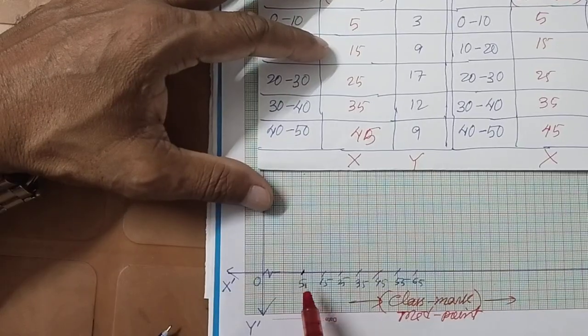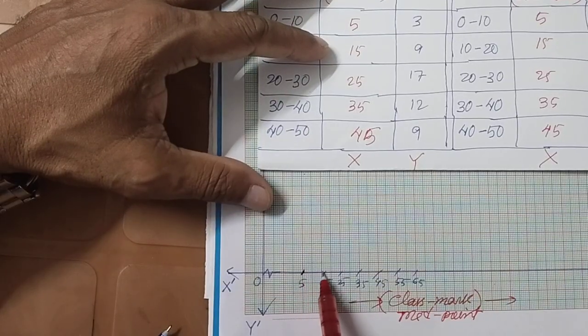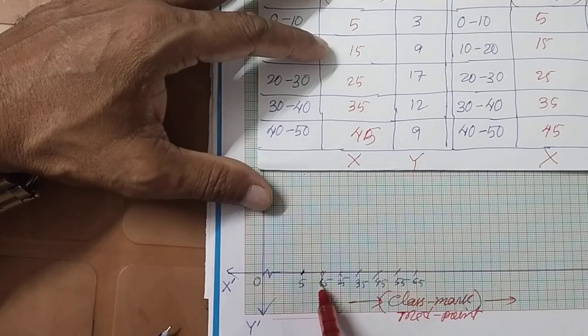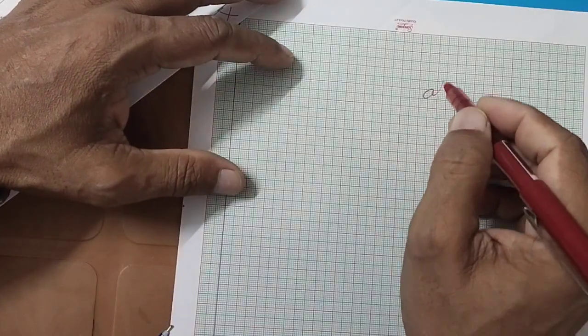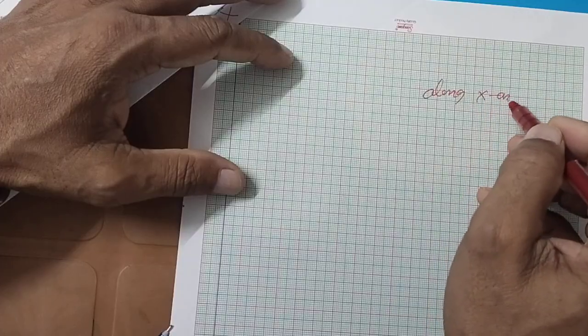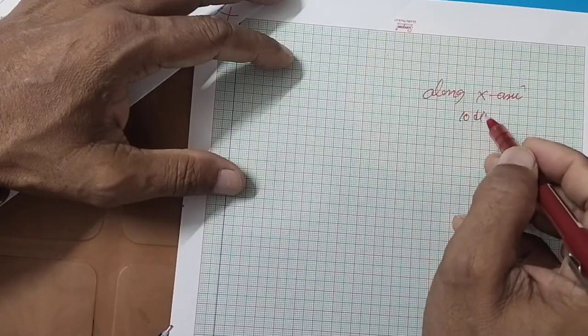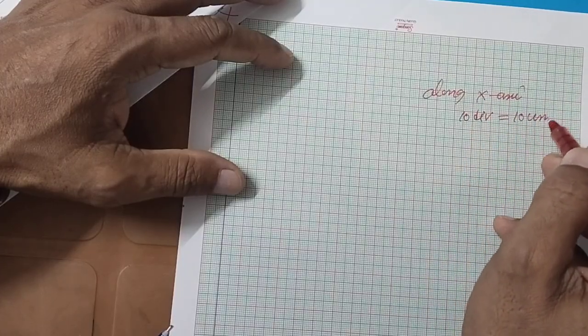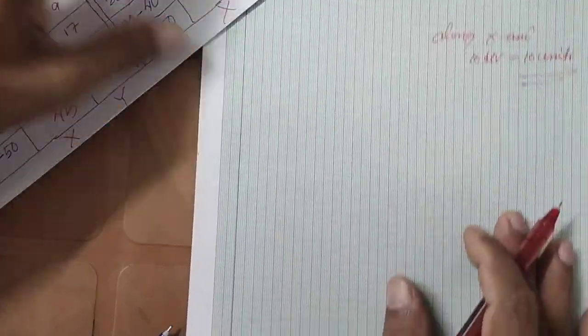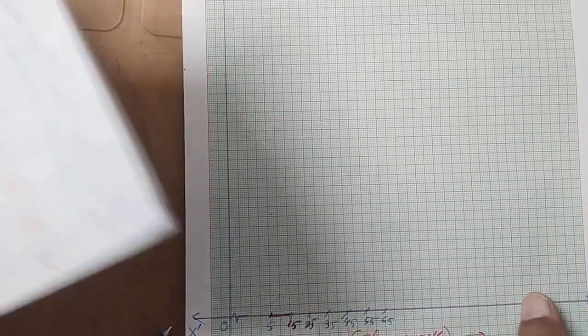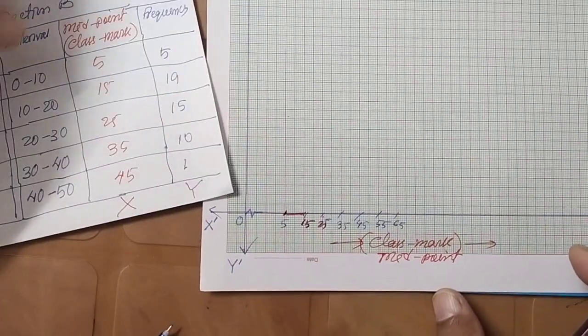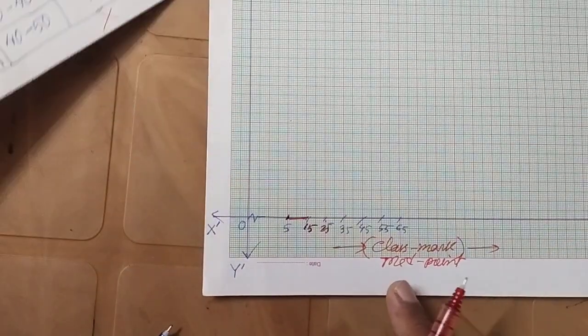Now you will mention the scale. You see 5 to 15, the difference is how much? 15 minus 5 is 10. 15 to 25, 25 minus 15 again, how much? The difference is 10. That means 10 smallest divisions equal 10 units you are taking. So you will mention here, along the x-axis, you are taking 10 smallest divisions equal to 10 units. So we represent along x the class mark, midpoint.